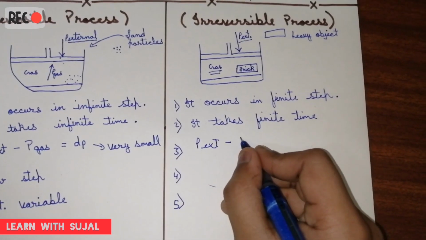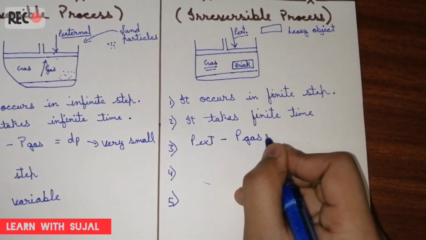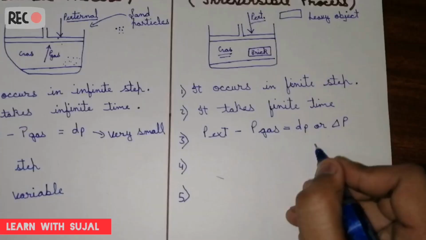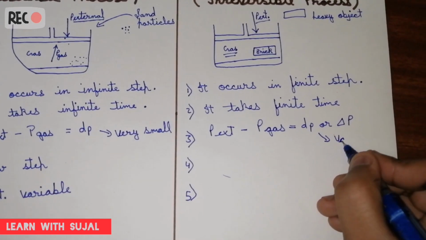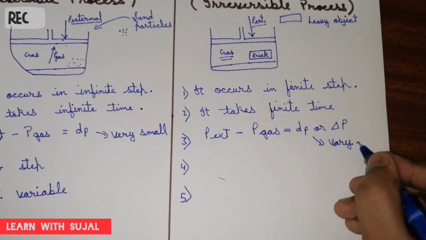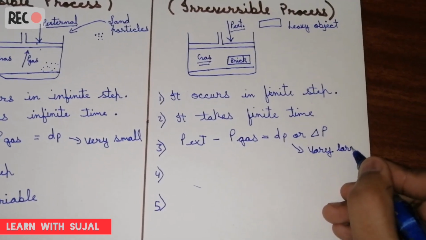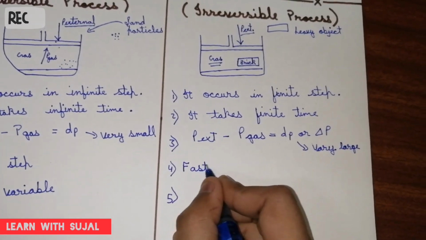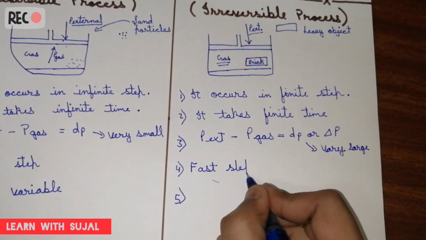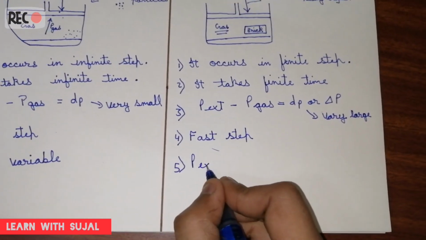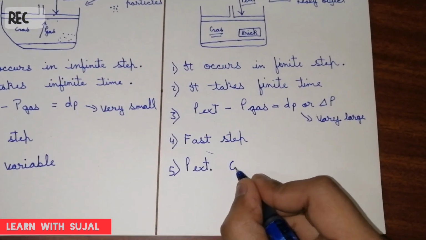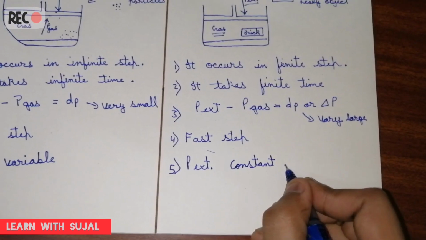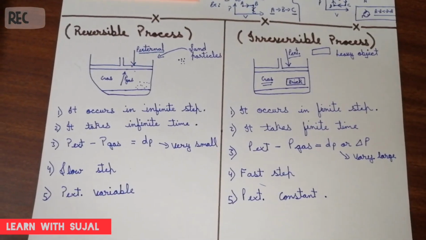P external minus P gas is equal to dP, or you can say delta P. Very large. Because of brick, it has the constant pressure, or you can say the constant mass, or constant weight. Fast step, it is the fast process you can say. Or P external is constant, as I said in the previous time, brick has the constant pressure, or constant mass. Hopefully you get the point.